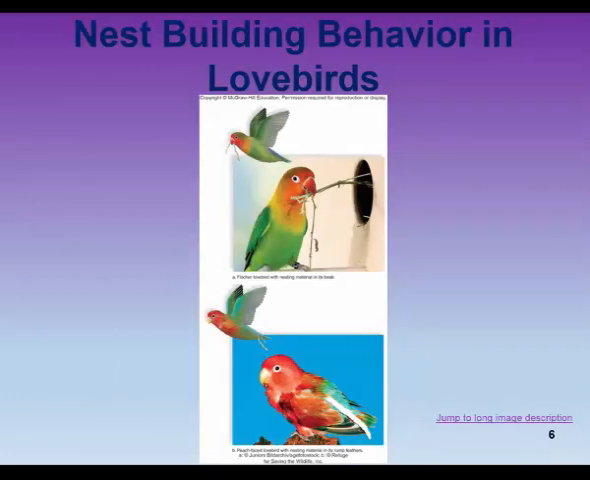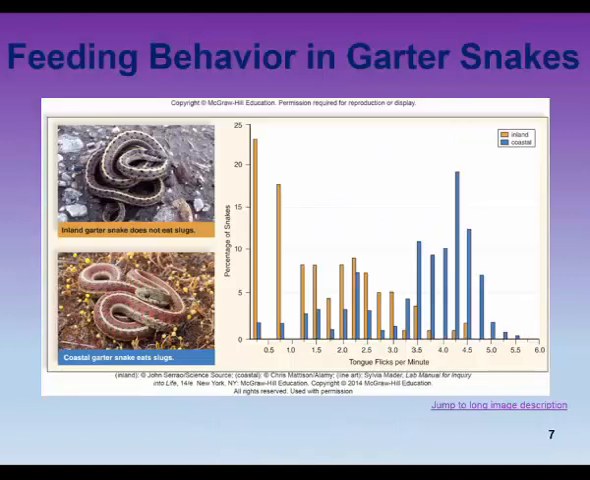Nest building behavior in the lovebirds, we know that they can carry strips of nesting material in their bills. The strips of material are not only tucked in their feathers in some species, but they're carried in their beaks in others. Feeding behaviors in garter snakes: if you offer them certain food, they will not actually eat it depending on what it is, and they've measured the flicks of the tongue and all that kind of stuff, to tell exactly how they'll eat and what they'll eat based upon the flicking of the tongue.